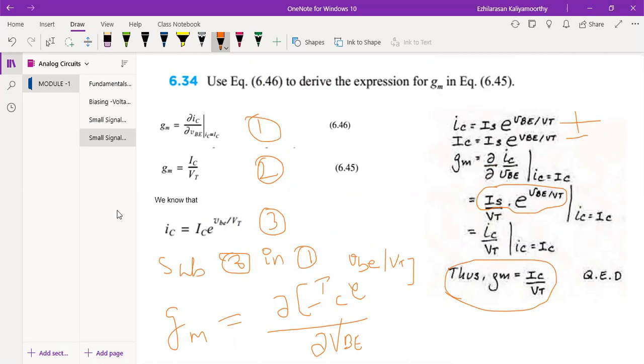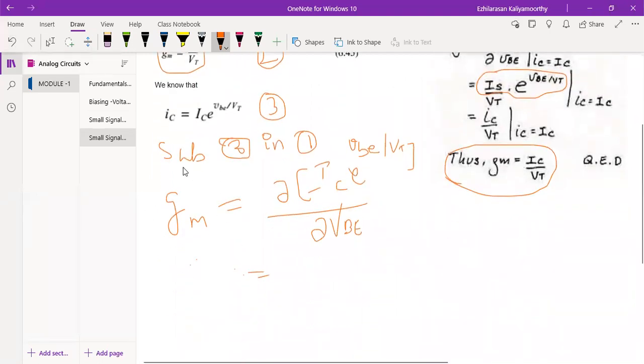We needed to derive the expression, because earlier we got gm is equal to capital IC by VT. But here you can see, with the help of this expression, how we get the gm. So we derived the gm. This is the first numerical which we have done here. So let us go for the second numerical.